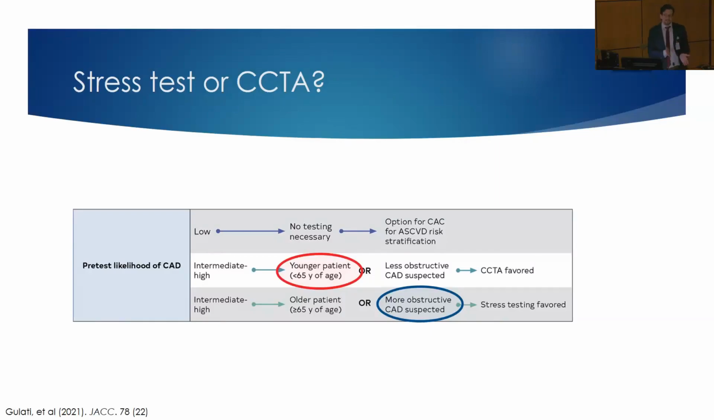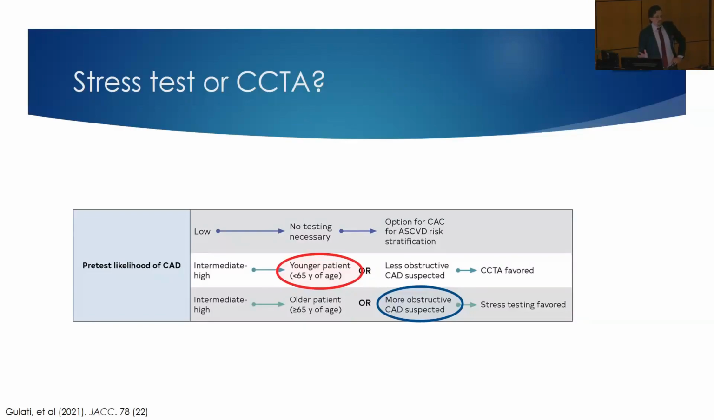Going deeper, stress test versus the cardiac CT or the coronary CTA. We first of all look at the pretest likelihood of coronary disease. When you're in that intermediate to high category, you can either choose stress testing or coronary CT. If they're low risk, you can do no testing, but if they're having typical symptoms or they have family history, I disagree with that. You should really investigate and make sure that we're not missing something there.